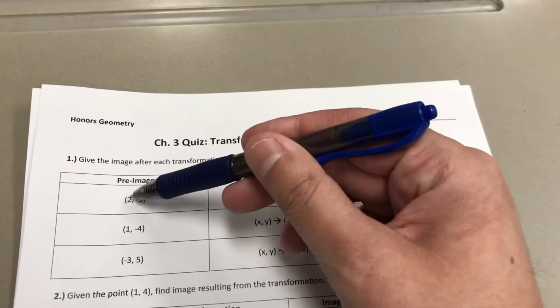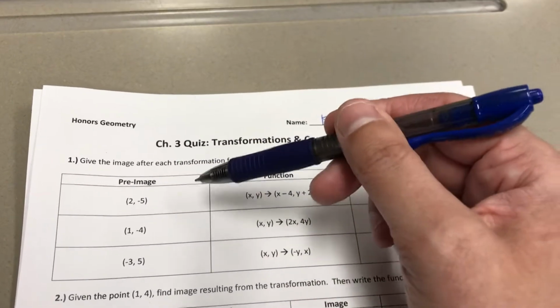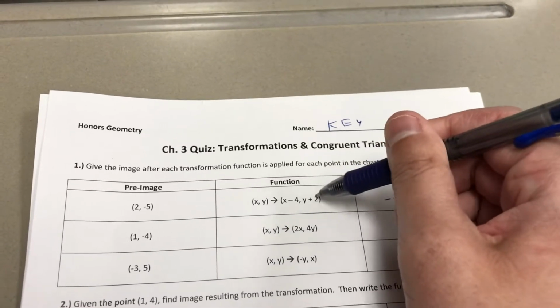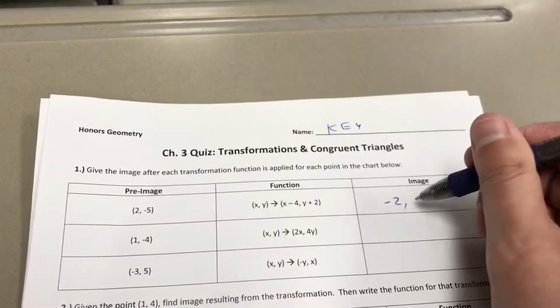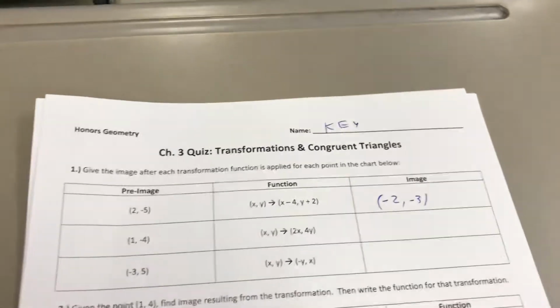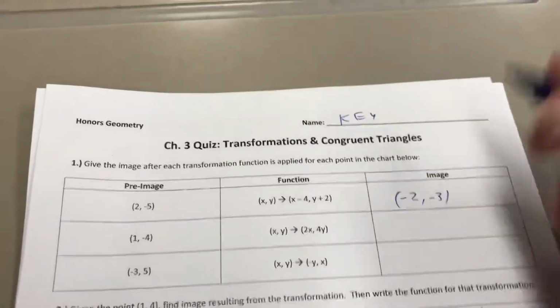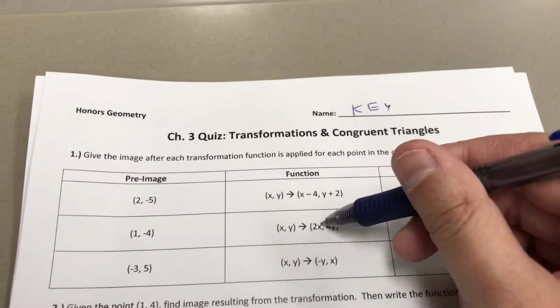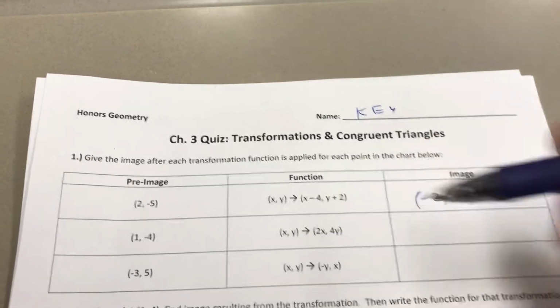So if I subtract 4 from the x here, 2 minus 4 is equal to negative 2, and it says add 2 to the y. So if I add 2 to the y, we're going to get negative 3. Remember, the image is the coordinate of the new point. All right, number 2 says double the x coordinate, multiply the y coordinate by 4.